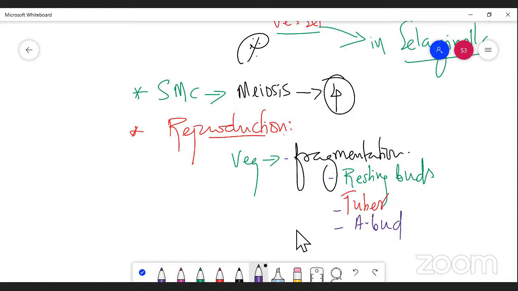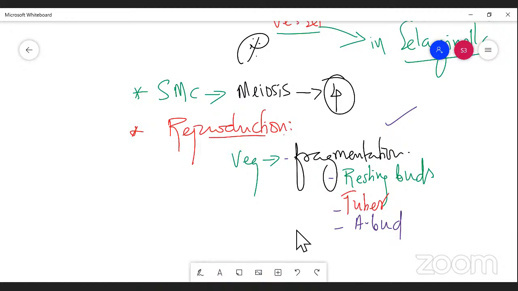By this method, a pteridophytic member may reproduce its next generation, right? I repeat it again. What are the vegetative methods of reproduction taking place in pteridophytes? First one is fragmentation. Fragmentation means the thallus is broken into fragments or pieces, and each fragment germinates into a new organism. Second one, resting bud, which arises from the cone instead of a strobilus cone. Sometimes reproduction takes place by means of a tuber, and sometimes by means of adventitious buds. So these are all the methods of vegetative reproduction, right?